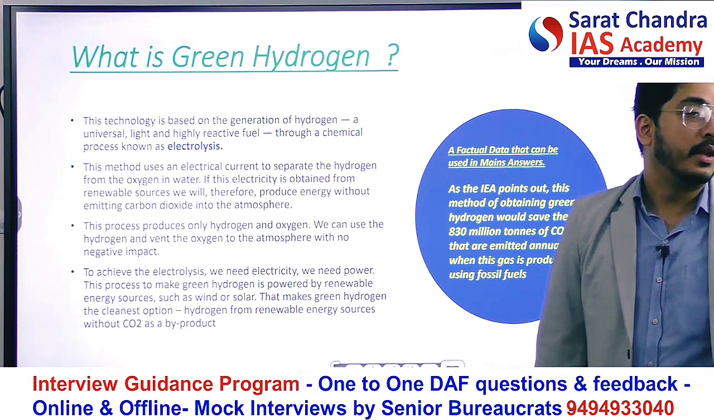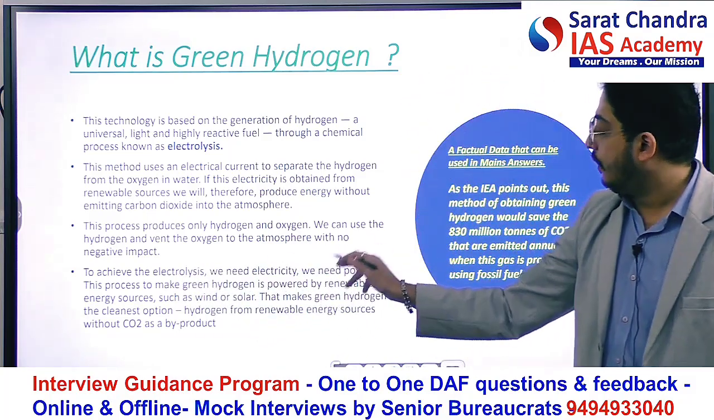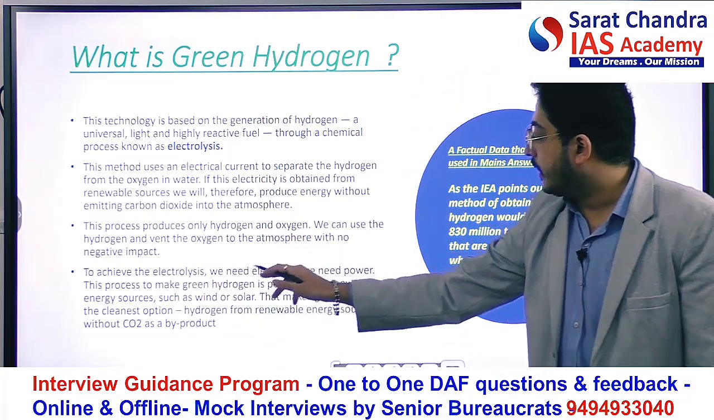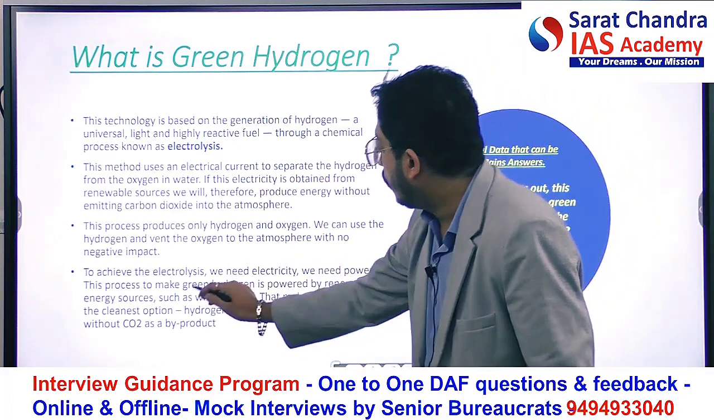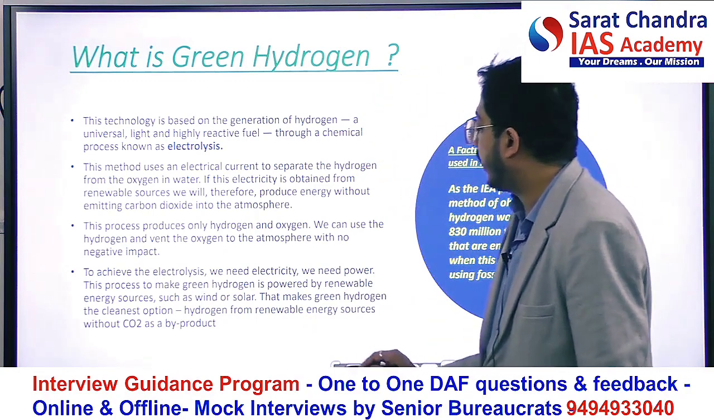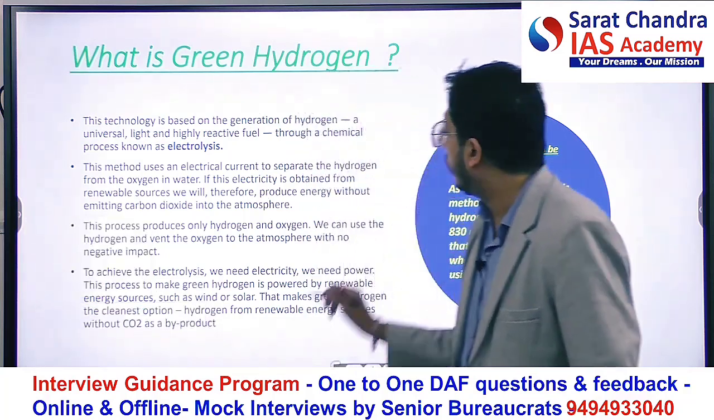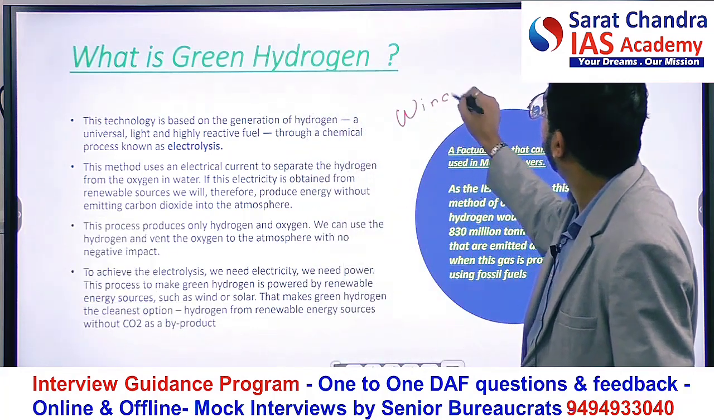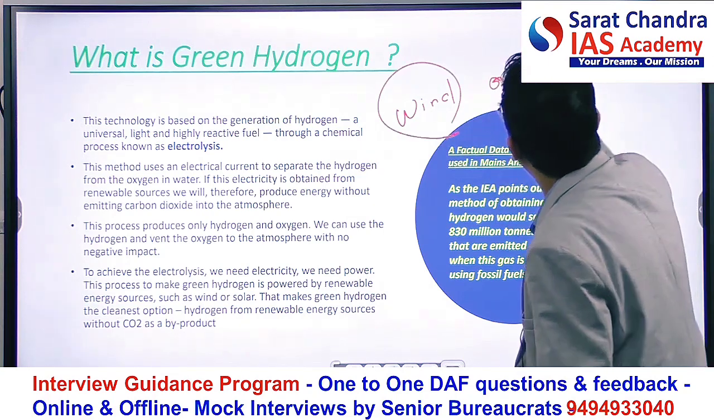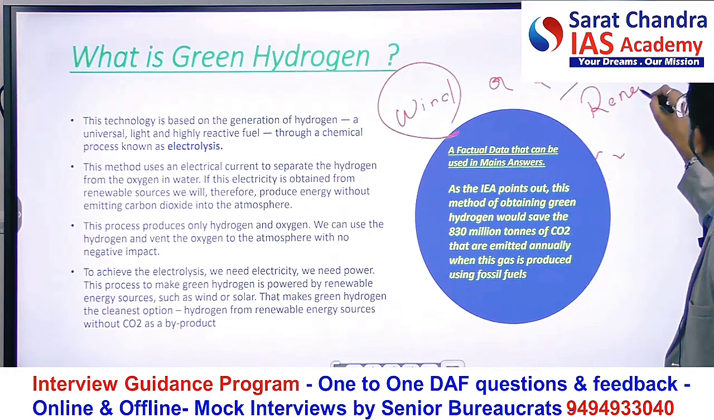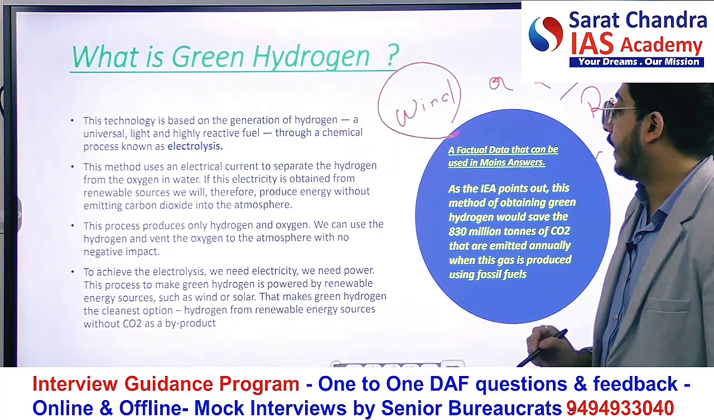Understood till now, everyone? To achieve the electrolysis, we need electricity, we need power. This process to make green hydrogen is powered by renewable energy, that is wind and solar. Remember here, विंड और सोलर एनर्जी से ये पावर जनरेट होता है. विंड और सोलर, एंड बोथ आर रिन्यूएबल एनर्जी. यस और नो? बोथ आर रिन्यूएबल एनर्जी. फाइन.